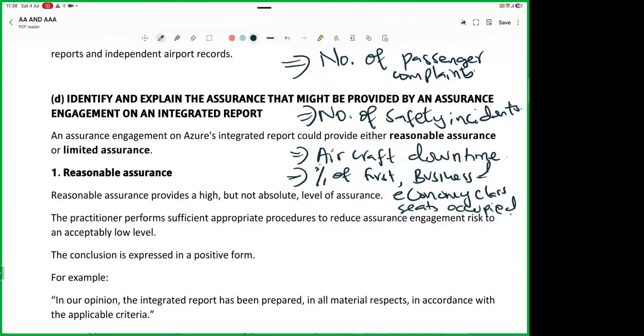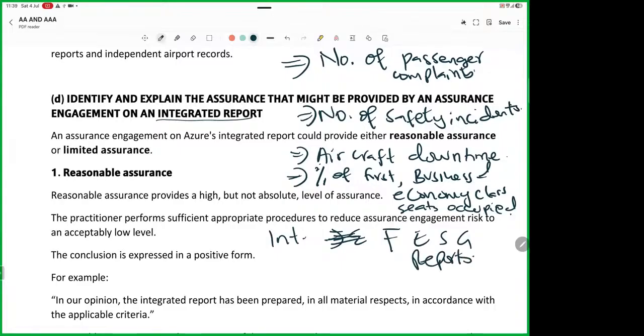All right, with the permission, ladies and gentlemen, I will go straight away to D now. So D, they wanted us to identify and explain the assurance that might be provided by an assurance engagement on an integrated report. Now, remember integrated reports, these are basically our FESG report.